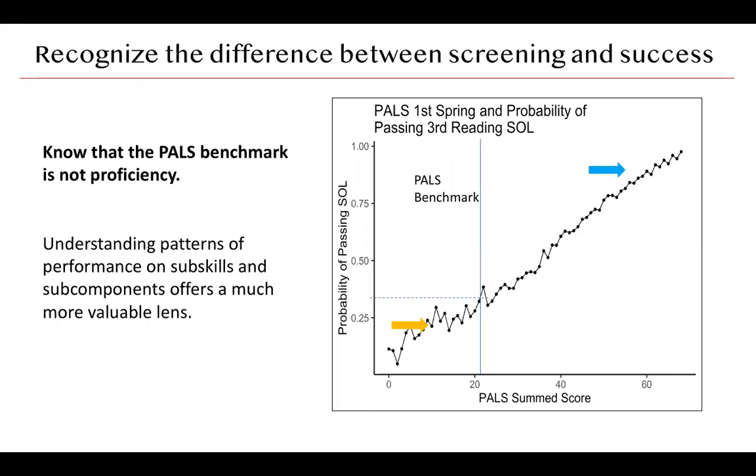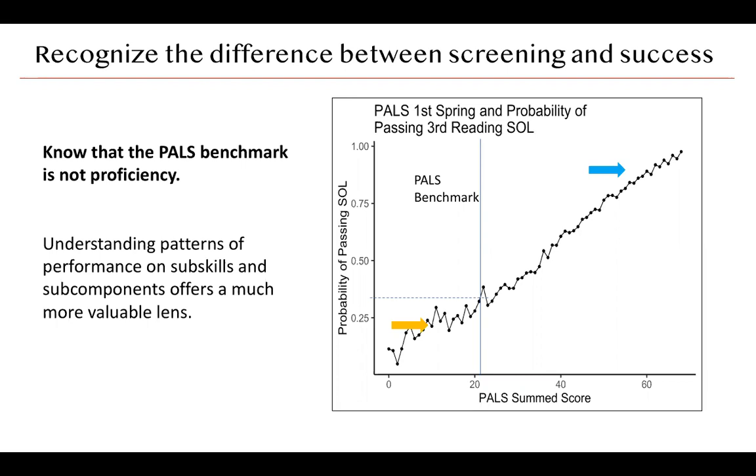In looking at this graph, hopefully that'll help you understand what I mean by that. On the bottom axis is the PALS sum score, and up the side you see the probability of passing the 3rd grade reading SOL. This is 1st grade as an example. What our data shows us is that a child with a very low PALS score, pointing the yellow arrow right now, of a 10 or 15, let's say, in 1st grade, has a low probability of passing the reading SOL.